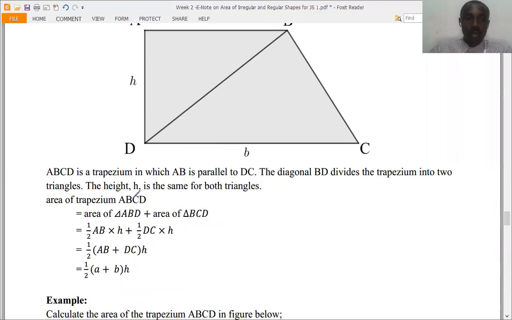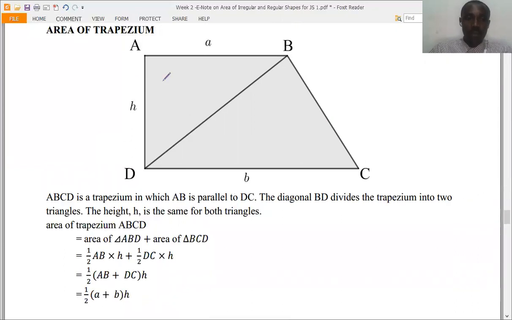Now the area of trapezium ABCD is equal to the area of right angle triangle ABD plus triangle BCD. The area of right angle triangle ABD is half AB times height. AB here represents the base of triangle ABD, plus the area of triangle BCD, which is half DC times height, the same height, but DC represents the base.